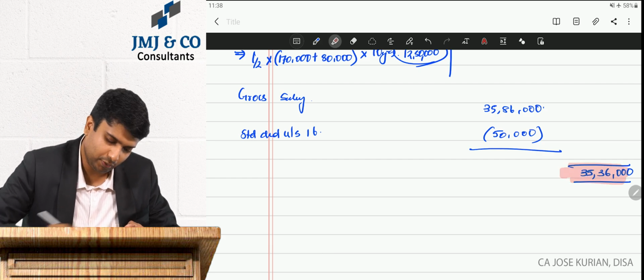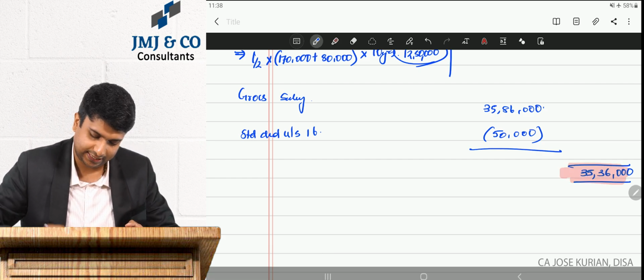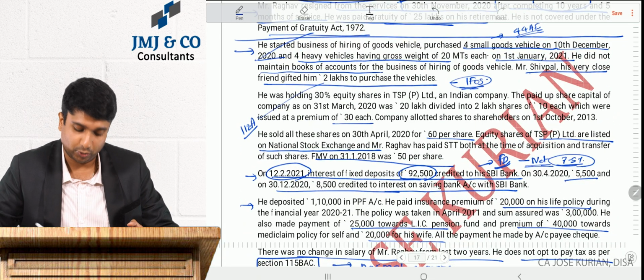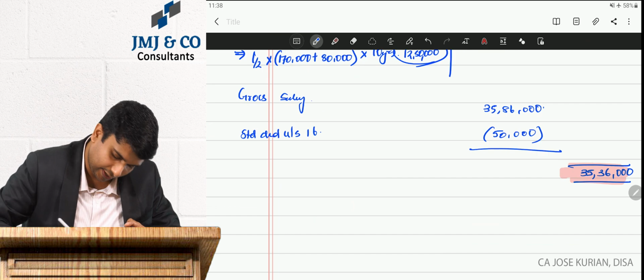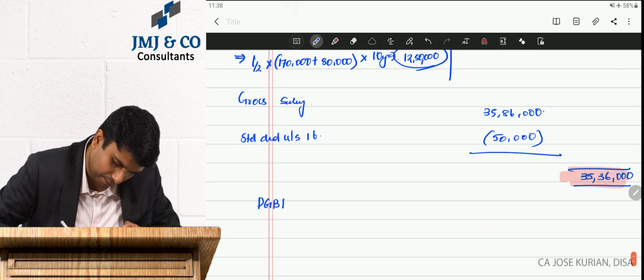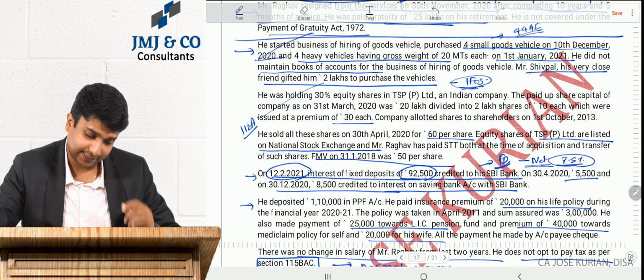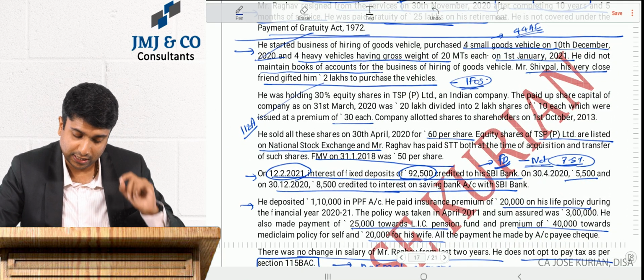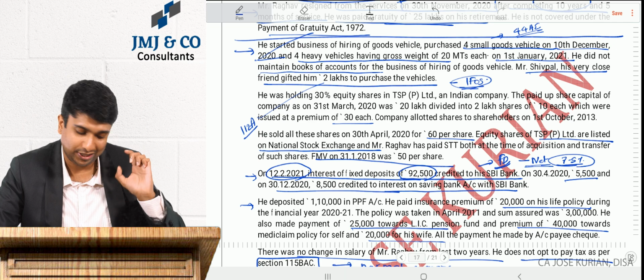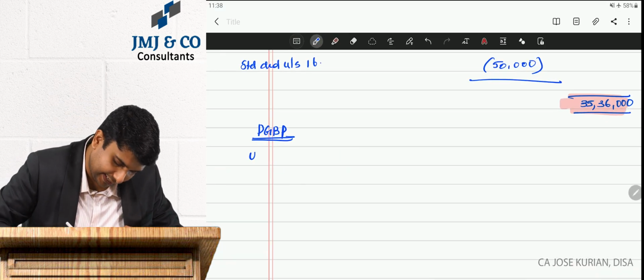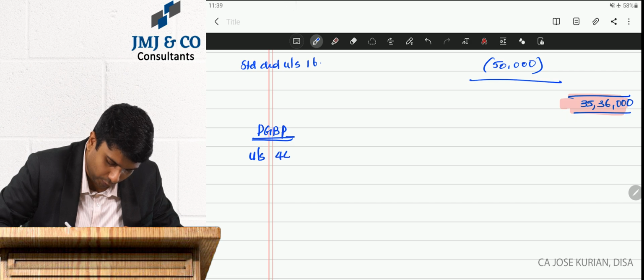Now let's compute business income, because the next paragraph is in relation to business, right? So he started a business of hiring goods vehicle. So the next head I will write PGBP. Alright, now let's compute it, friends. It says he started business of hiring goods vehicle, purchased 4 small goods vehicles on 10th December 2020. So under section 44AE, how to compute presumptive taxation?